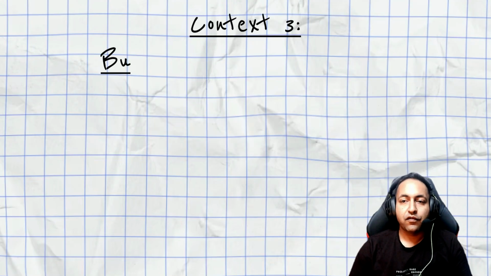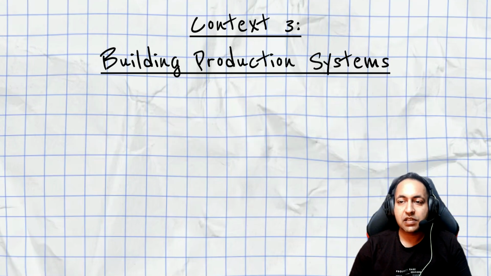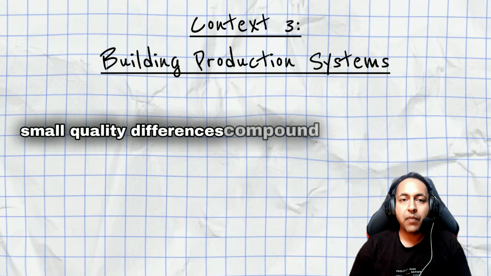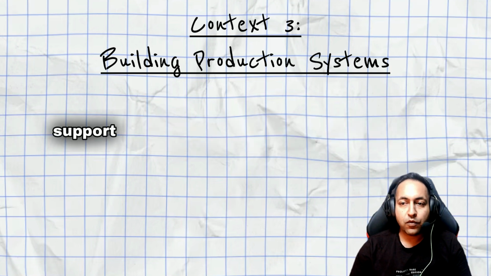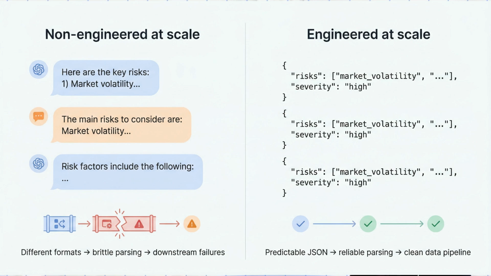Next is when you're building production systems at scale. For example, when you make 100,000 API calls per day, small quality differences compound into massive cost, support burden, and user experience problems. Frontier models may be good enough for one off tasks, but systematic prompting is what produces reliable, parsable, and consistent output at production scale.